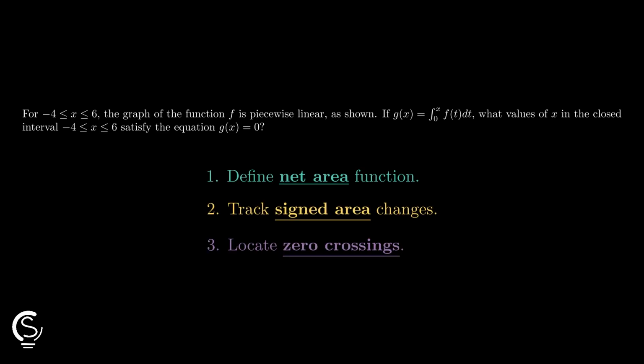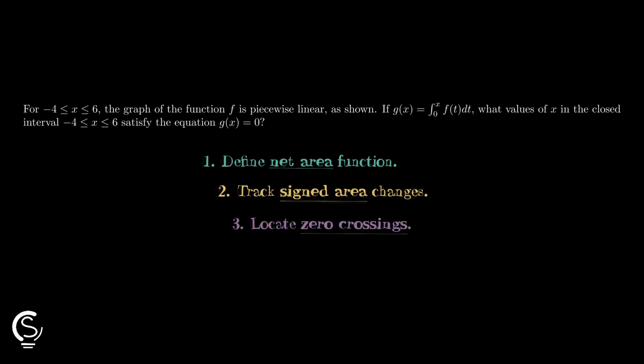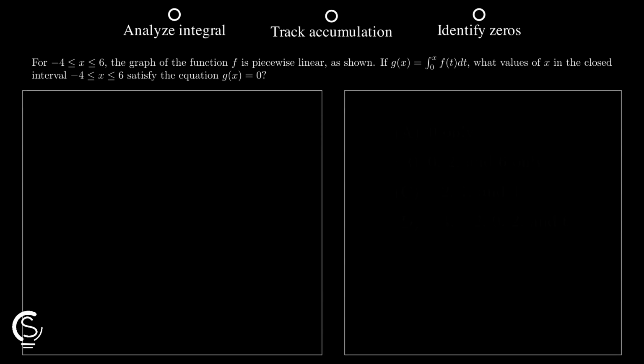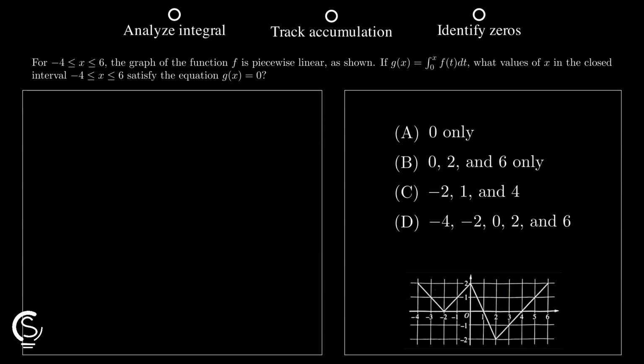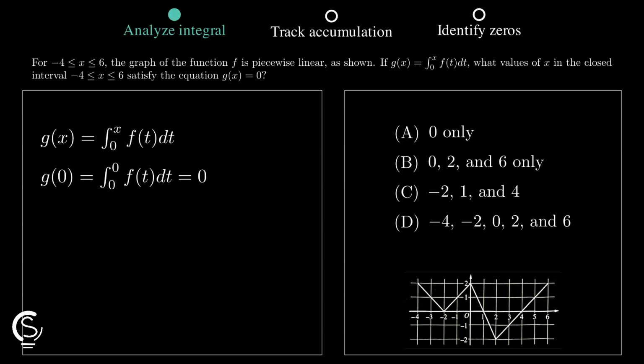Calculus problems involving net area functions often confuse students, but we can solve this quickly by tracking signed area changes and locating every single zero crossing. The function g of x is the net area under f from 0 to x. Since we start at 0, g of 0 is 0. We look for points where area cancels.